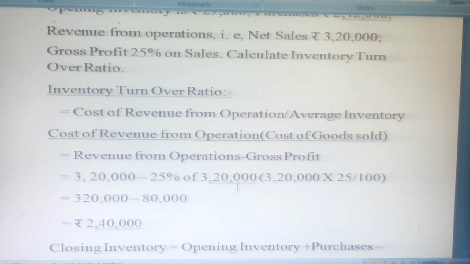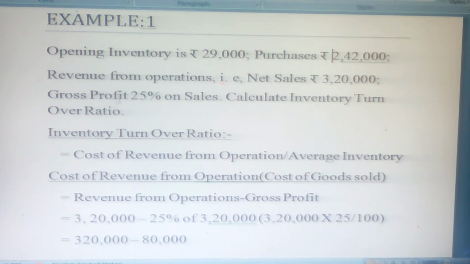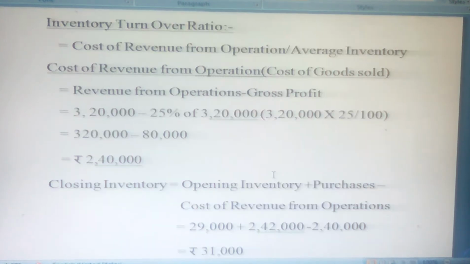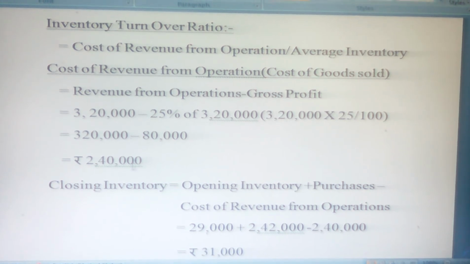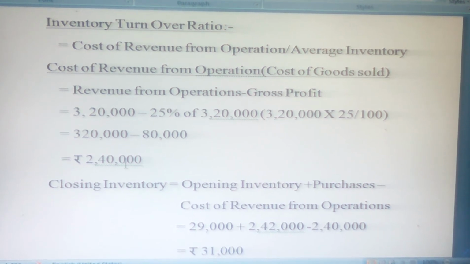So as I discussed earlier, how to calculate gross profit, they gave 25% on sales. Our information, they directly gave net sales. Simply we can calculate 25% of 3,20,000. What is the 25% of 3,20,000? You will get 80,000. So very easy one, revenue from operations 3,20,000 minus gross profit 80,000, so you get 2,40,000. Simply we can very easily get it.